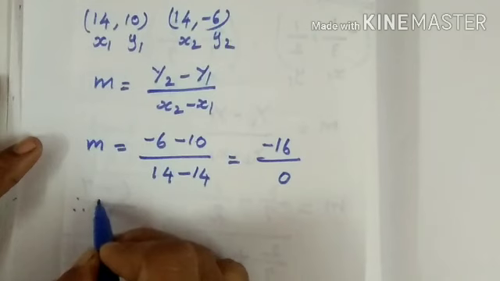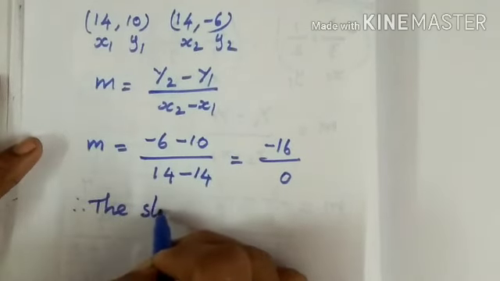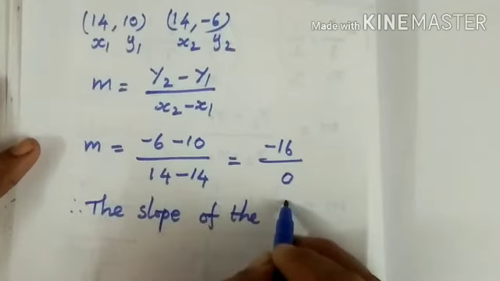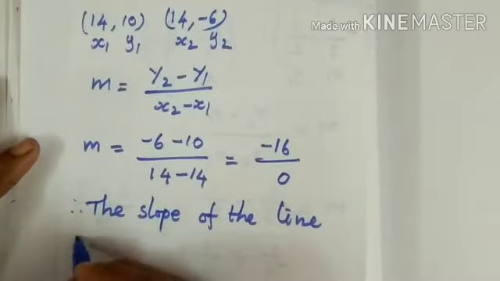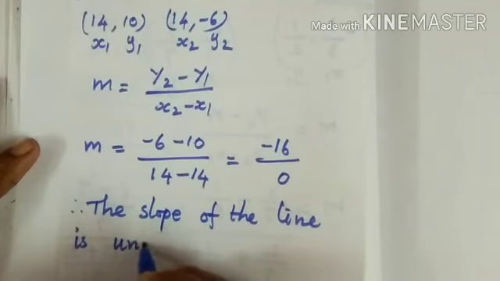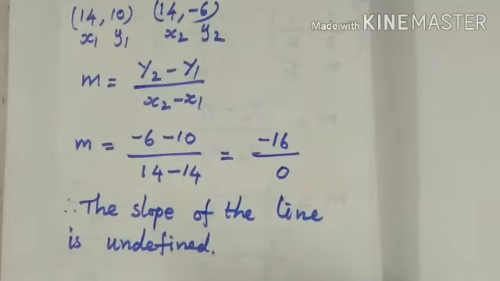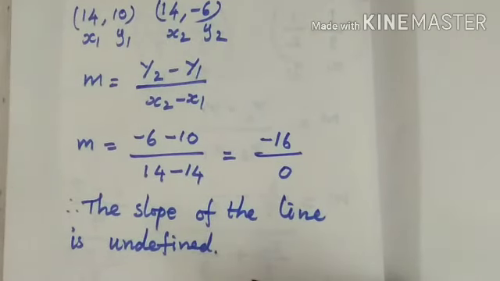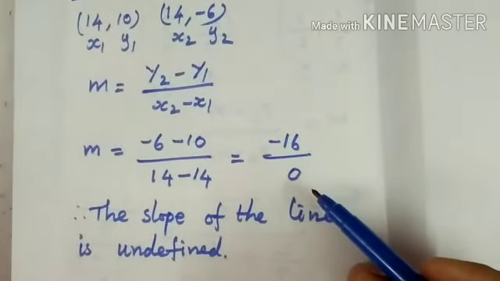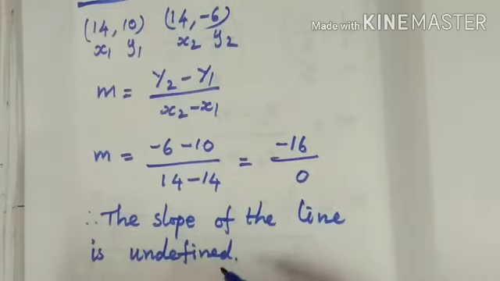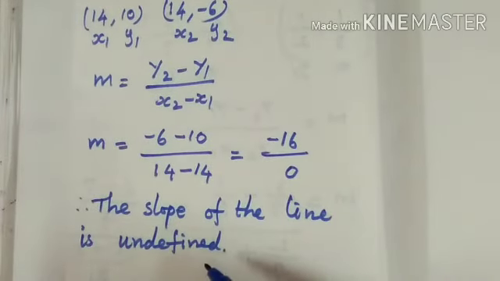Therefore, the slope of the line is undefined, because 0 divided by any number we have 0, but any number divided by 0 is undefined. Hence the slope of the line is undefined. This is the answer for third subdivision.